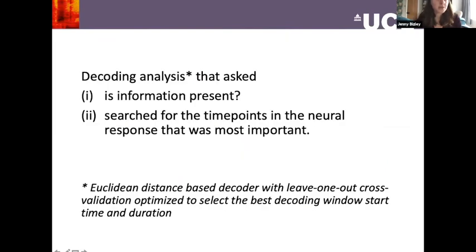So in this study, what we did was to perform a decoding analysis that asked, firstly, is information present at all? And if so, what's the magnitude of the information? But also, Stephen developed an optimization method with the decoder that allowed us to say not just is there information present, but exactly when and over how much time the neural response is most informative about each parameter. And then we could compare the optimized decoding parameters, for example encoding the timbre, to those that encoded the pitch.